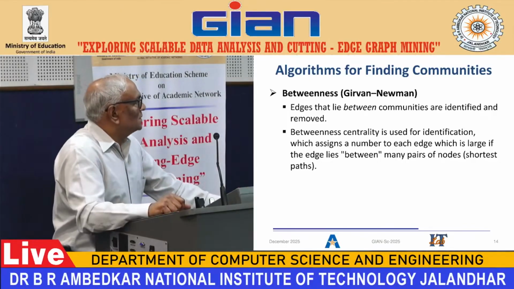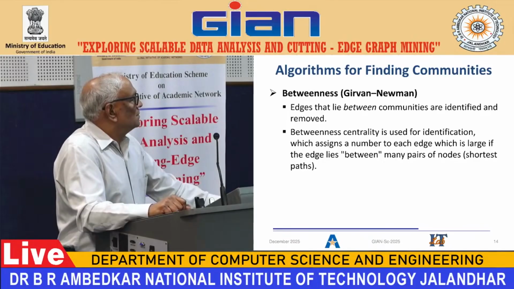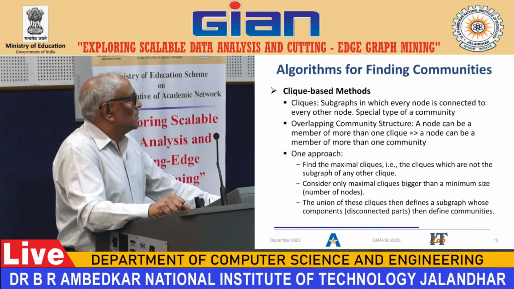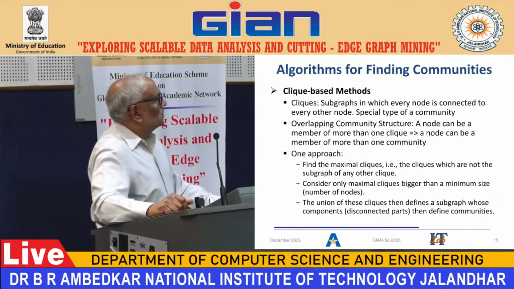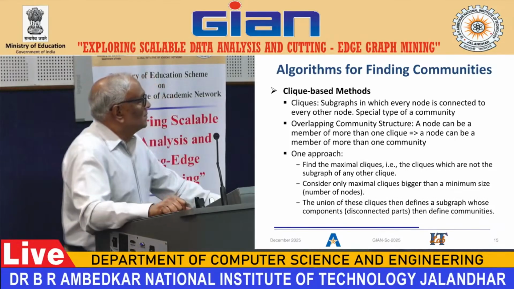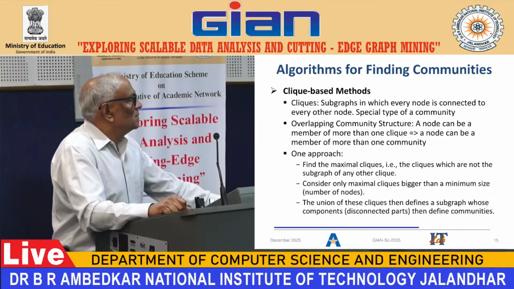Clique-based methods, as I said, find the maximal cliques, the cliques which are not a subgraph of any other clique, and consider only maximal cliques bigger than the minimum size. The union of these cliques then defines a subgraph whose components then define a community. Cliques are nothing but subgraphs in which every node is connected to every other node. Overlapping community structure: a node can be a member of more than one community.